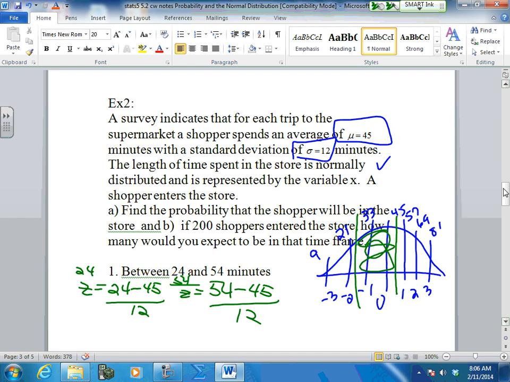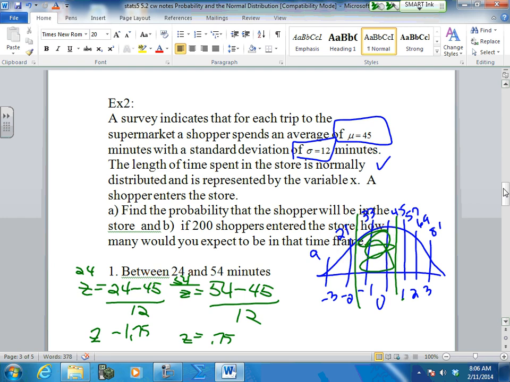So for the first one, we're going to get negative 1.75. And for this one, we're going to get positive 0.75. And does this make sense? My negative 1.75 between negative 1 and negative 2? Yeah. And my 0.75 between 0 and 1? Mm-hmm. Now, you're going to look up the areas for both.